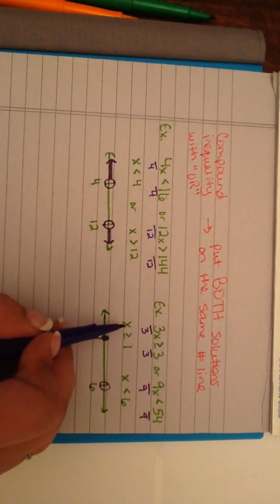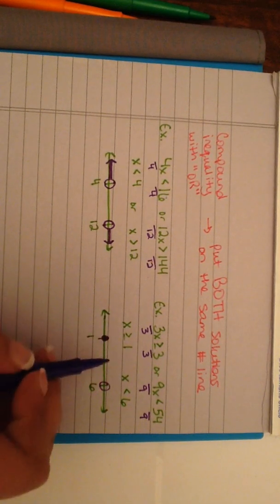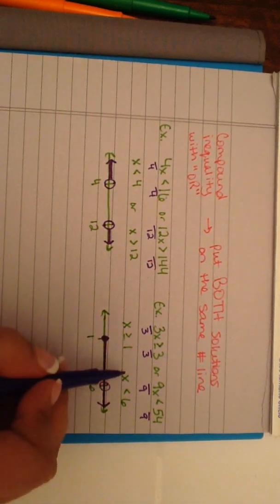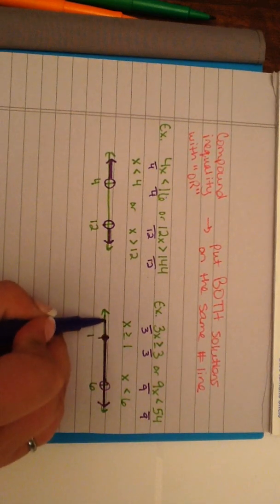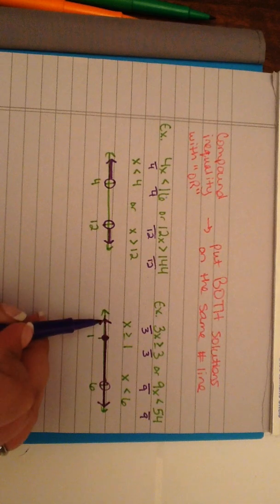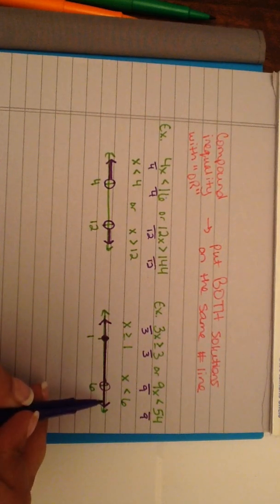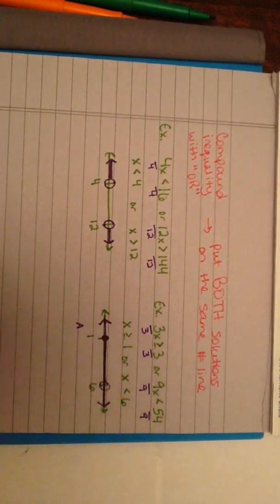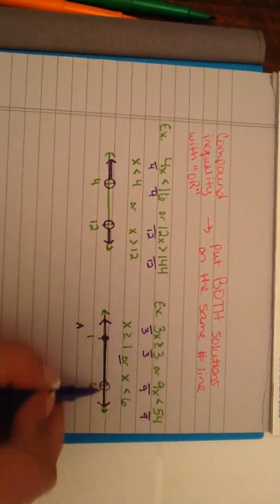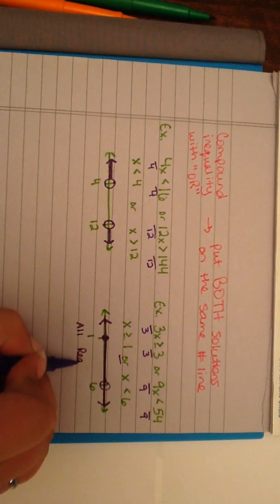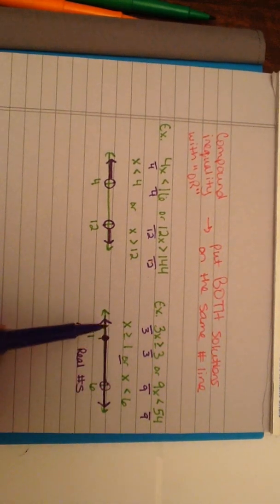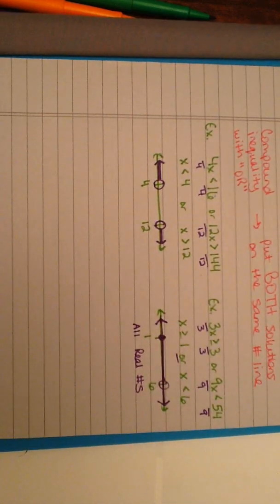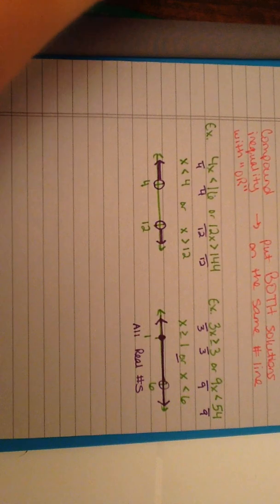But watch what happens. X is greater than 1, so where are the numbers that are bigger than 1? They're over here on the right. Correct? Where are the numbers that are less than 6? They're over here on the left. So what has happened? I have an arrow on the left and an arrow on the right. So that means when we have "or," and this happens, it means our answer is all real numbers. Because all numbers are either greater than or equal to 1 or less than 6. All numbers are included in that. Okay, last one.